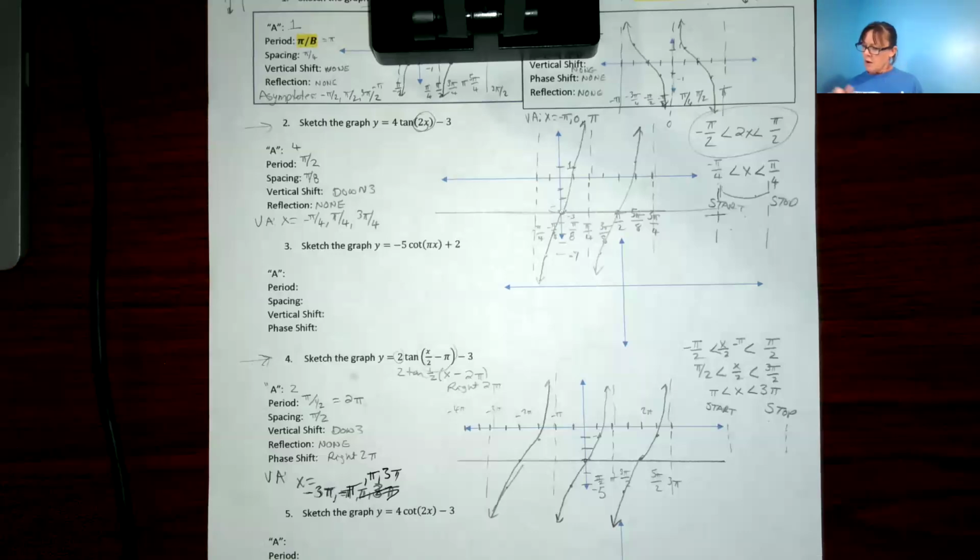Okay, so those are the tangent graphs. I'm going to make a separate video for cotangent because I've got to take a minute.